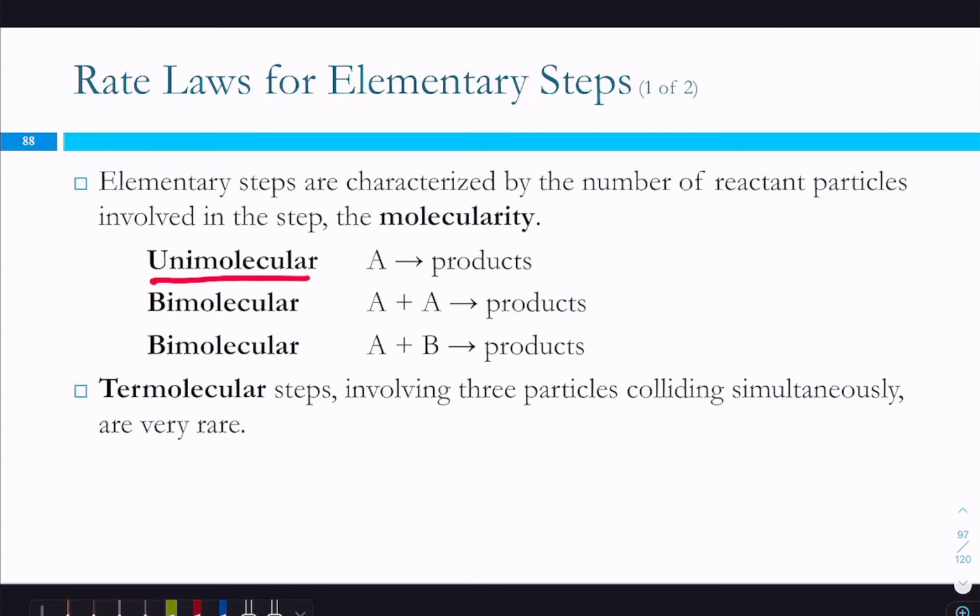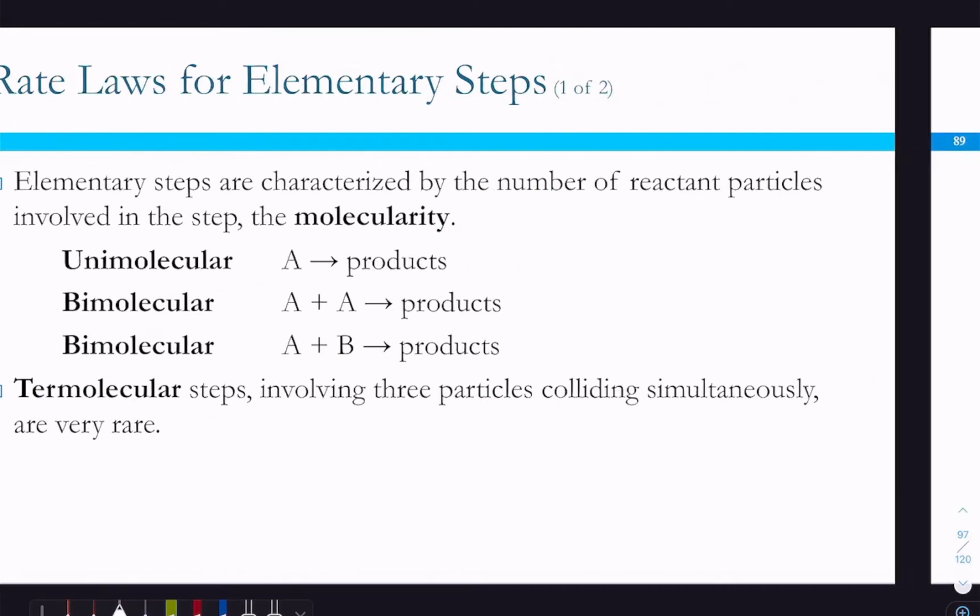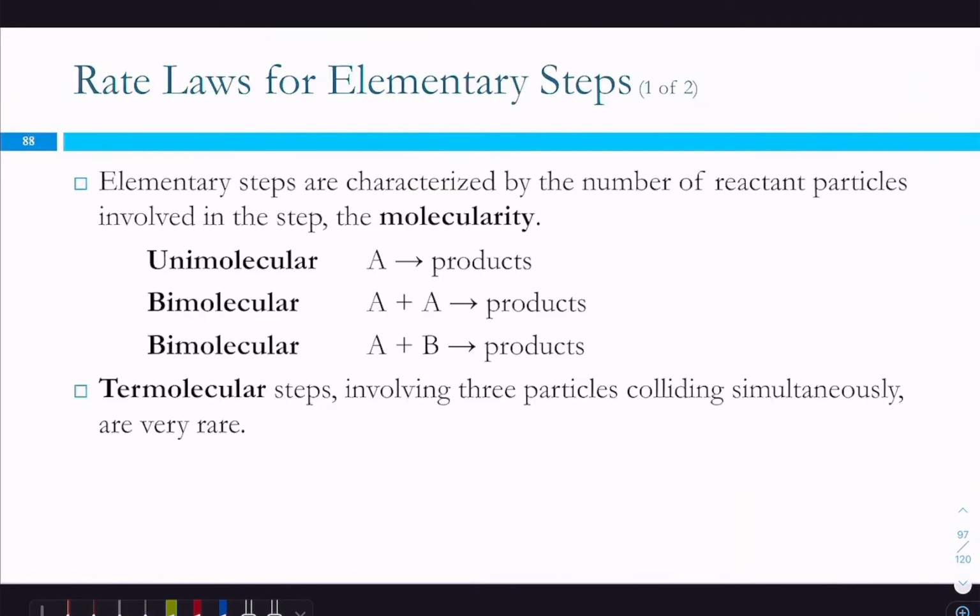We've got unimolecular, so A turns into products. That would be first order. I'll get to the corresponding orders, but I think they'll make sense. If there's bimolecular, it could be A reacting with another A molecule to form a product, or a different bimolecular where A is reacting with something else to form a product. So bimolecular, 2 molecules involved.